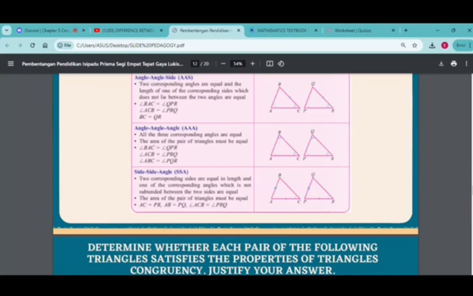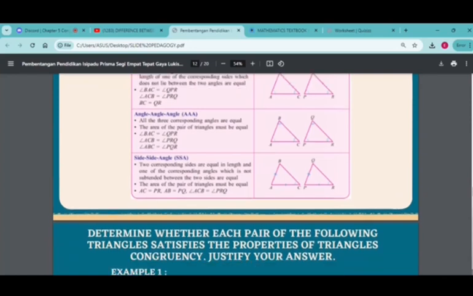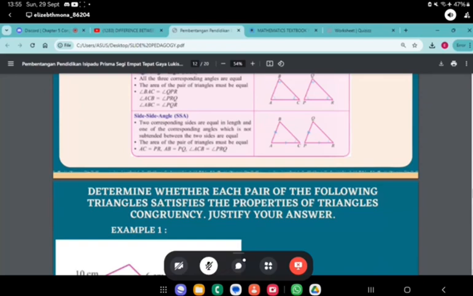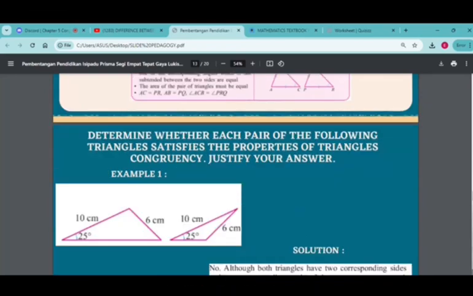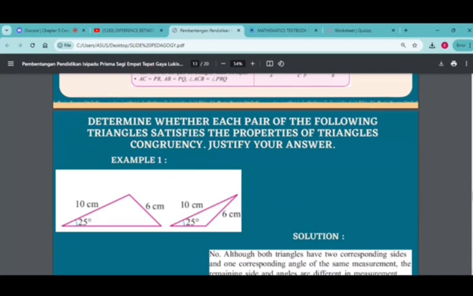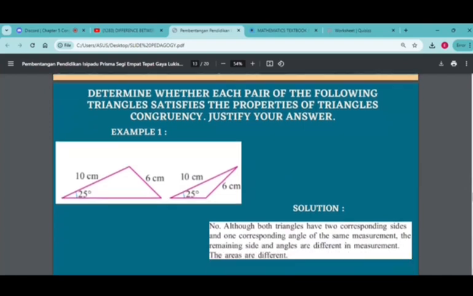Until now, do you understand so far, class? Yes, Miss. About the angle and the side? Yes. Okay, my students are so good.